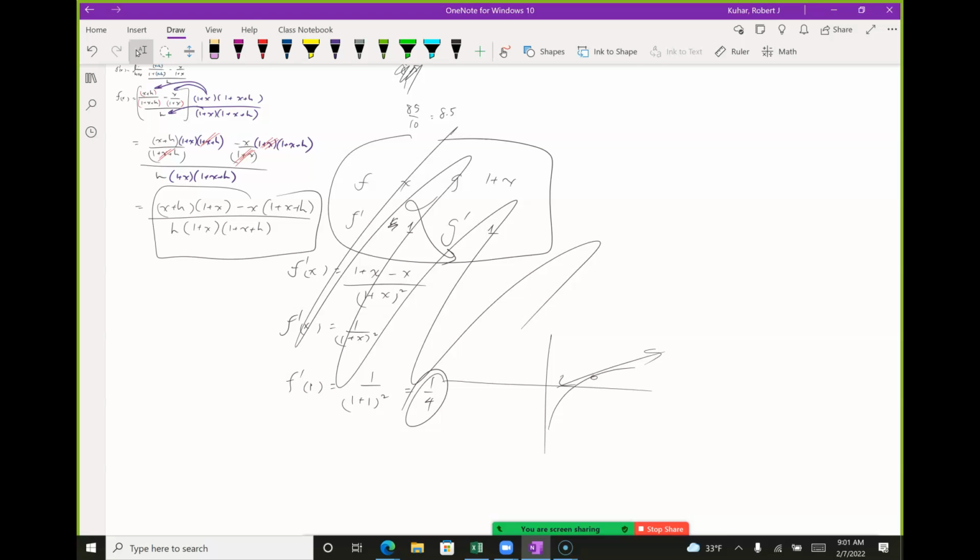Okay. Ideally, you're left with 1x on the top or the bottom, and no h is left over. Once you cancel. Yeah, once you cancel. Yes.